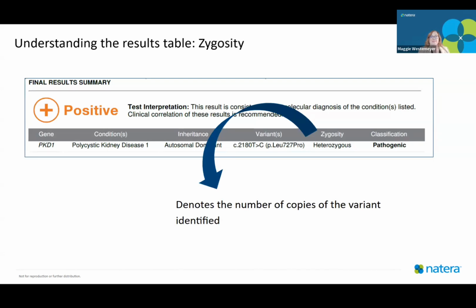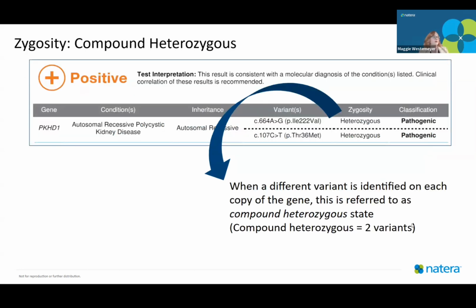And so I did mention a bit about the zygosity column before when we talked about hemizygous in males and heterozygous in females for X-linked genes reported on the testing. So the zygosity section is just going to denote the number of copies of the variant identified. And I'll review the different types of zygosity here beyond what we discussed before.